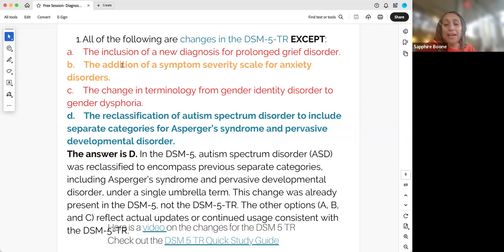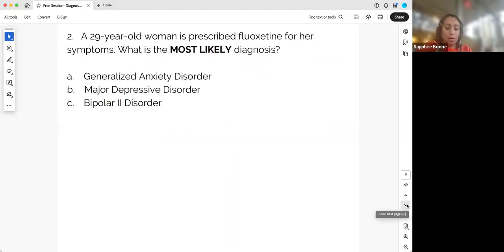The yellow is going to be my distractor, and then the red is what I eliminated first. So we're going to be going over process of elimination, and a lot of those things are going to be based upon the criteria because we're going to be diagnosing. All right, let's go to the next question. So if you go to your poll and refresh it, you should see the next question on there.